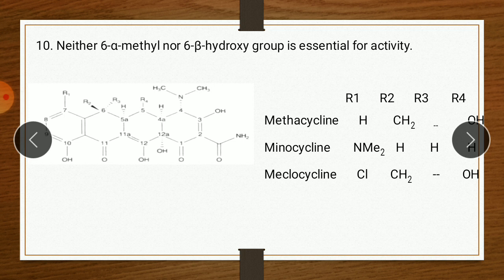So here see the examples, that is metacycline, minocycline, meclocycline. Here we talk about the sixth position, that is R2 and R3. In case of metacycline, R2 equal to CH2 and R3 is a dash. Similarly, minocycline, R2 equal to hydrogen, hydrogen. In case of meclocycline, again there is a CH2. So in case of these three drugs, on the sixth position there is no CH3 group and no hydroxyl group. So this type of compound is called 6-demethylated 6-deoxy tetracycline compound. Metacycline, minocycline, meclocycline are examples of 6-demethylated 6-deoxy tetracyclines. These three drugs do not contain methyl as well as hydroxyl group on carbon 6 position.